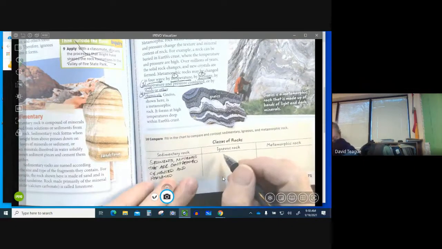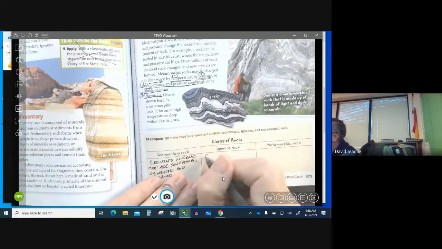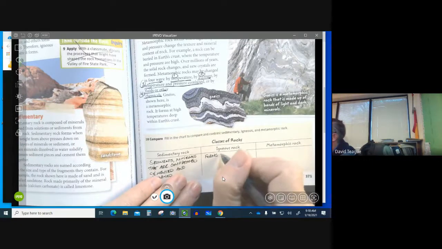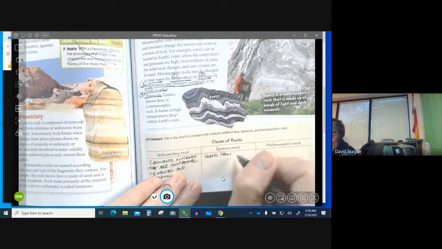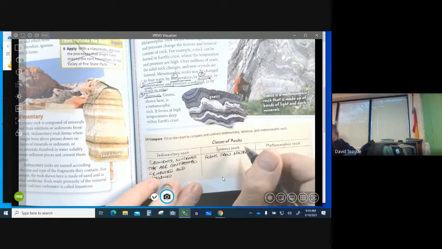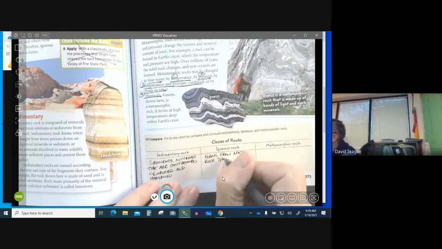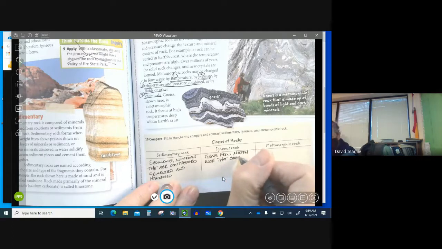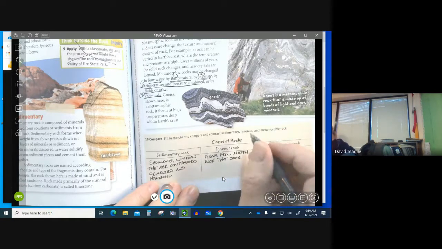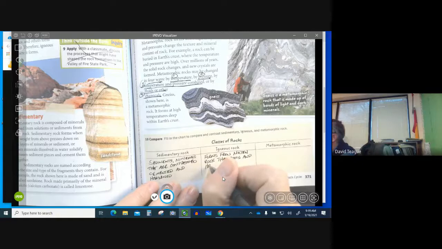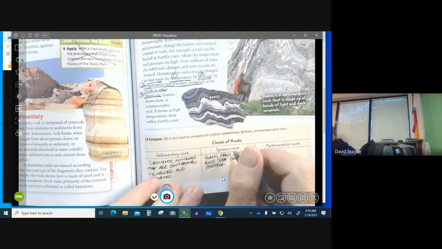Igneous rock forms from molten rock that cools and hardens either below or on the Earth's surface.